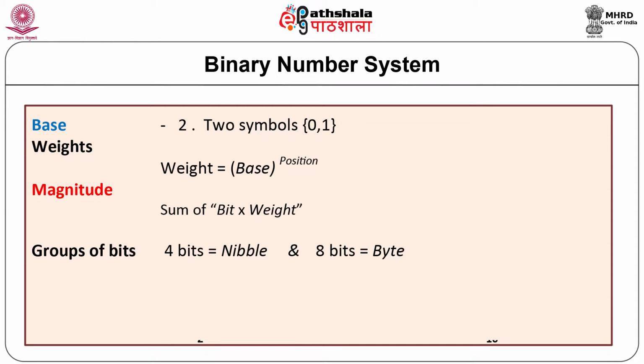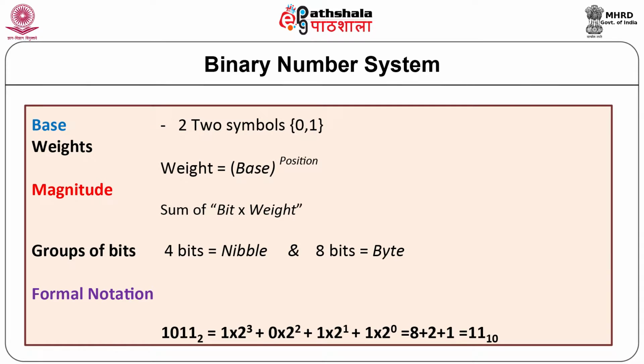A group of 4 bits is known as a nibble and a group of 8 bits is known as a byte. Similarly, we can define word, double word, quad word, etc. Let us consider 1011 in binary and its representation in weighted form. 1011 in binary can be expressed as 1 into 2 raised to 3 plus 0 into 2 raised to 2 plus 1 into 2 raised to 1 plus 1 into 2 raised to 0, that is equal to 8 plus 2 plus 1, that is 11 in decimal.